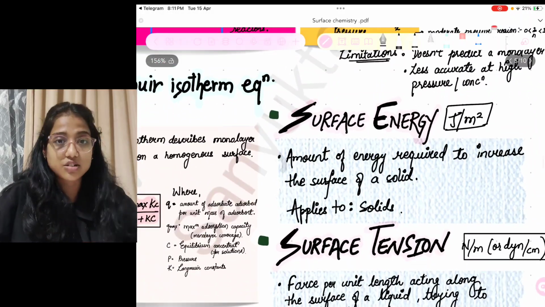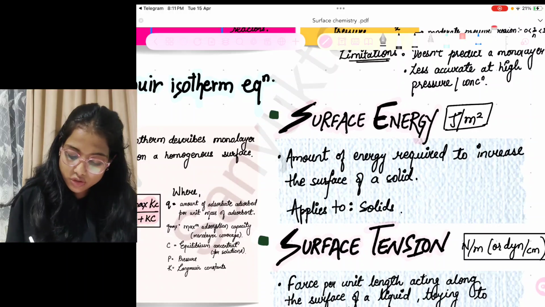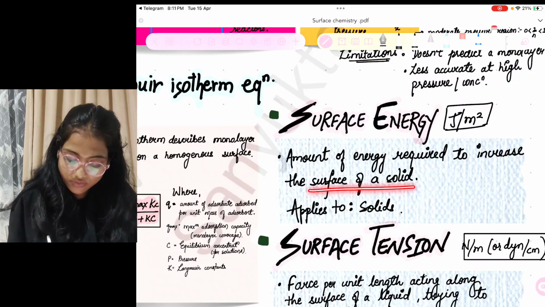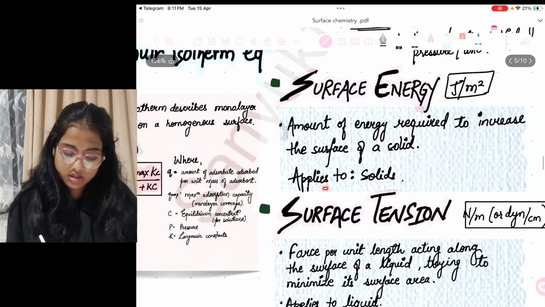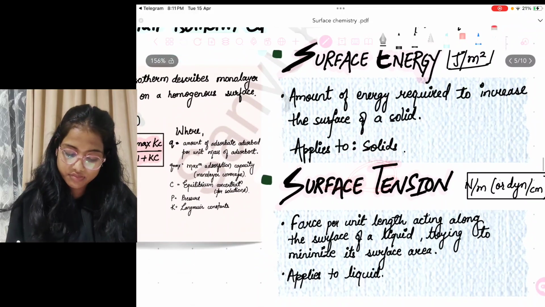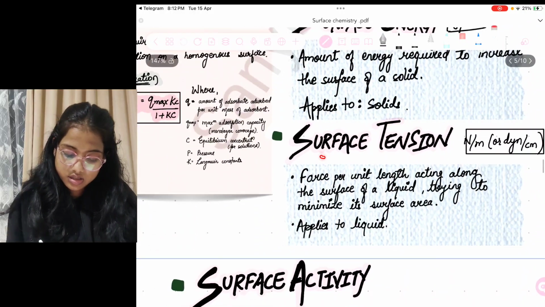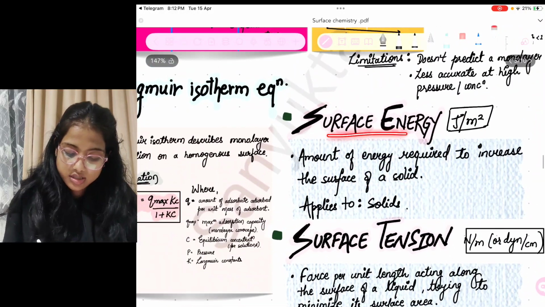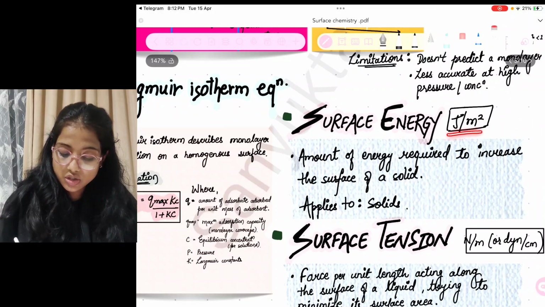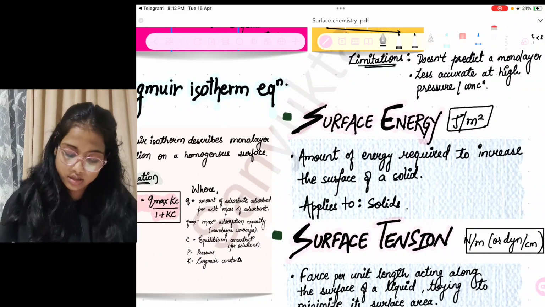Now what is surface energy? Surface energy is the amount of energy required to increase the surface of a solid. It is applied to solids. Surface tension, okay. What will be the unit of surface energy? Joule per meter squared.